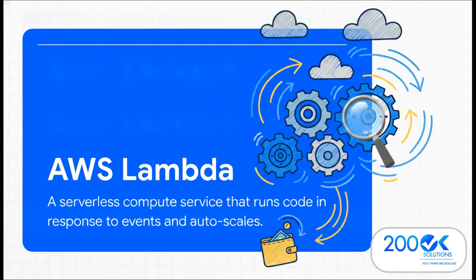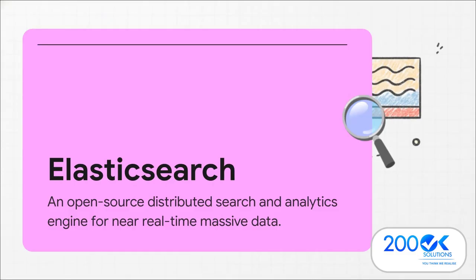AWS Lambda is a serverless computing service that runs your code in response to events. You basically hand it your application, and it automatically scales and handles tasks with zero server management on your end. But honestly, the best part? You only pay for the exact compute time you consume. So if your code runs for just 200 milliseconds, you literally only pay for those 200 milliseconds. It's wildly efficient.